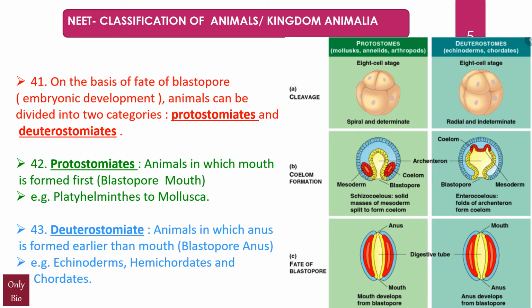Point number 43, deuterostomes, the animals in which the anus is formed earlier than the mouth. So the blastopore turns to form an anus. Example, echinoderms, hemichordates and chordates. Friends, these are very important examples because this can be asked to you in MCQs in different forms.